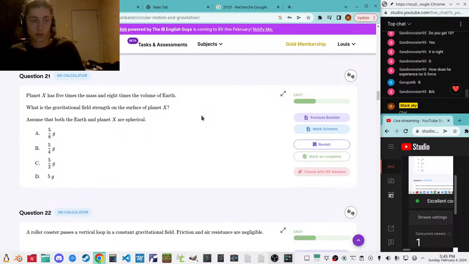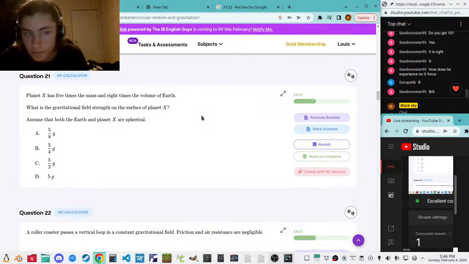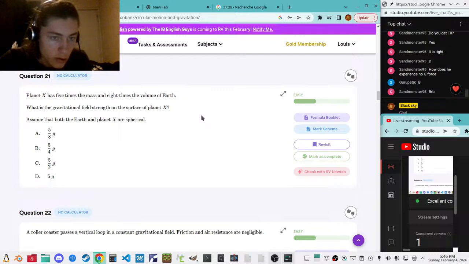Now next, planet X has 5 times the mass and 8 times the volume of the Earth. So M is 5, and 8 the volume though. What is the gravitational field strength on the surface?